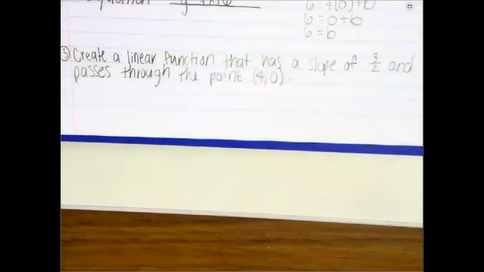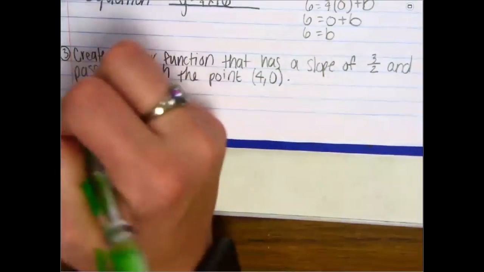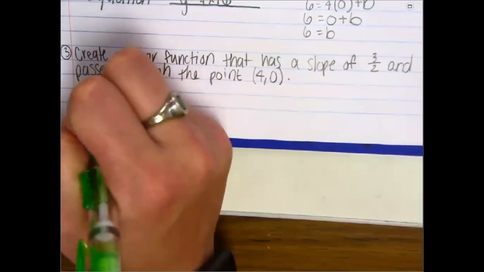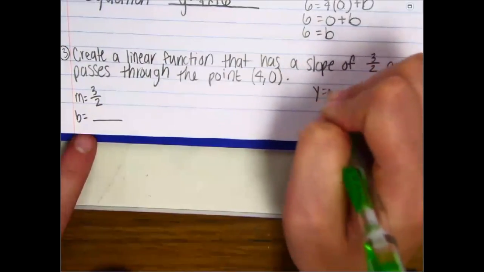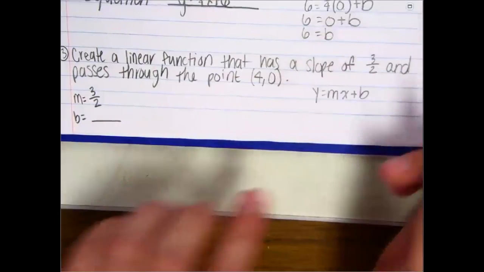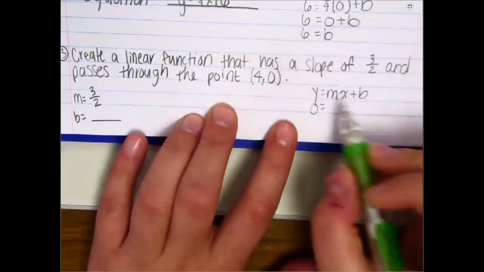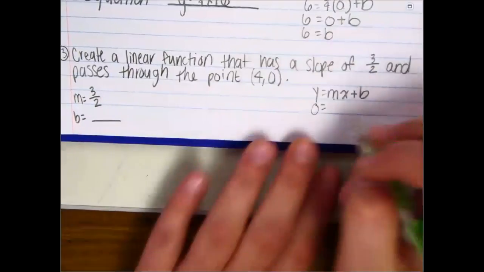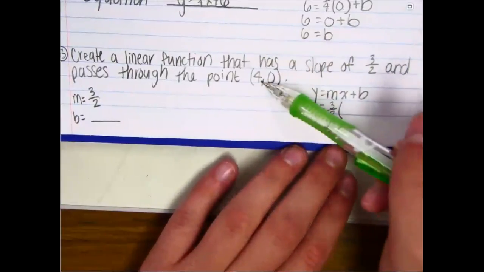All right, create a linear function that has a slope of 3/2 and passes through the point (4, 0). You have 3 minutes to work with the people in your group. Go. So I know that my slope, or my m value, is what? 3/2. Do I know my y-intercept? Nope. What am I substituting in for y? 0, because that's my y value. What am I substituting in for m? 3/2. And what am I substituting in for x? 4.